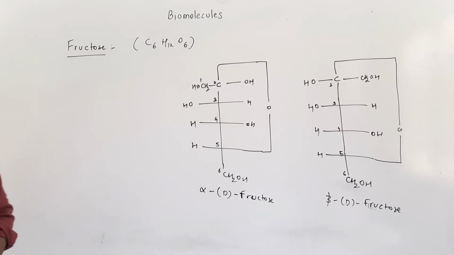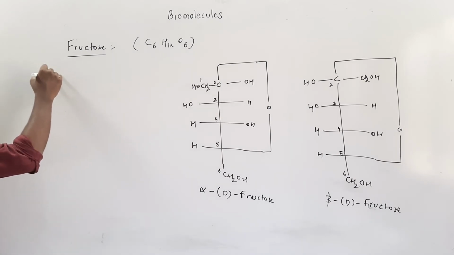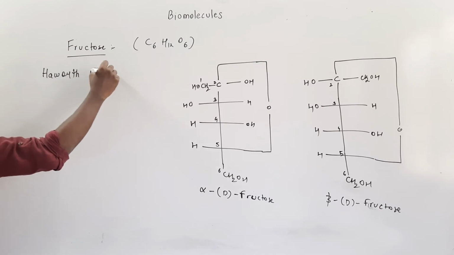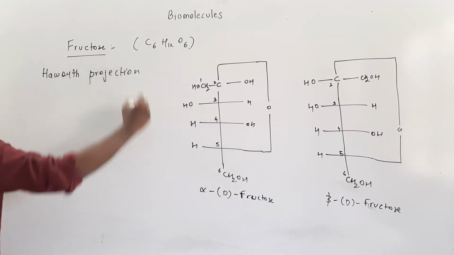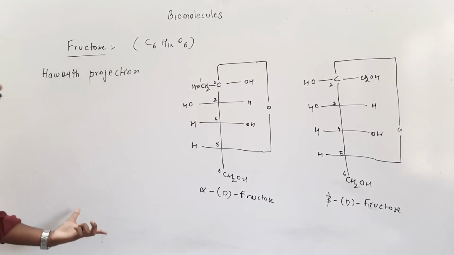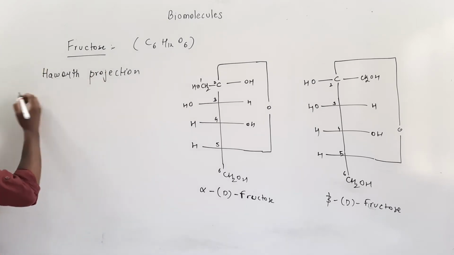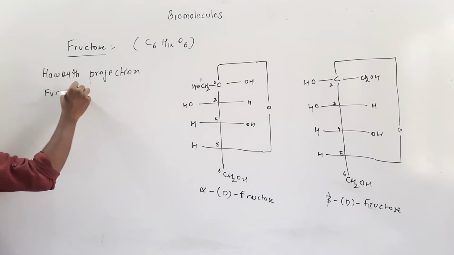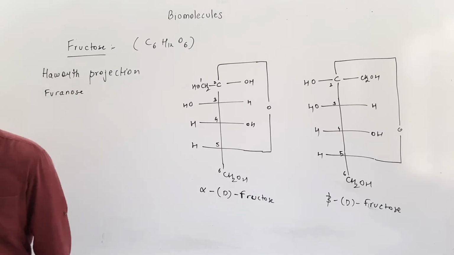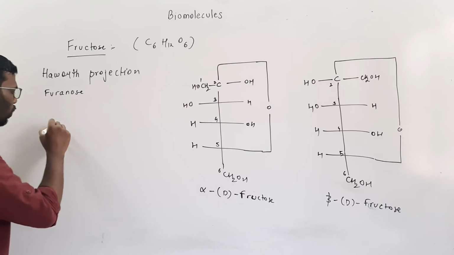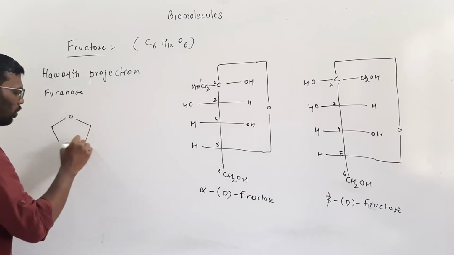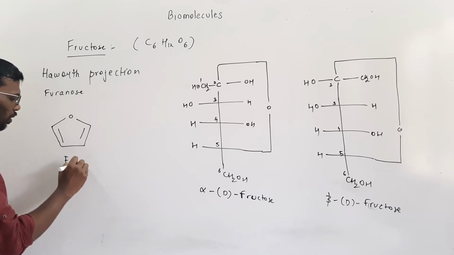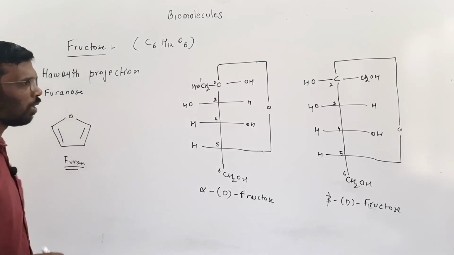So, what we are learning is Haworth projection. Haworth projection. For fructose, it is furanose. Okay, we call this a furanose. Now, how does the furan look? Furan looks of this sort. This is what the furan is. So this is called the furanose structure.